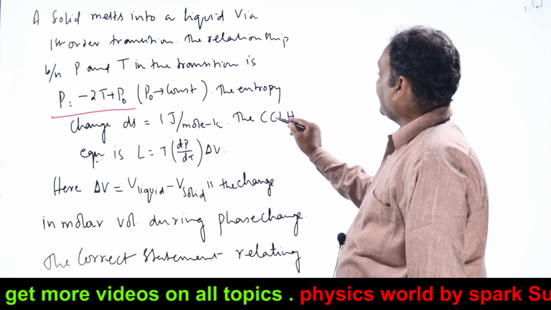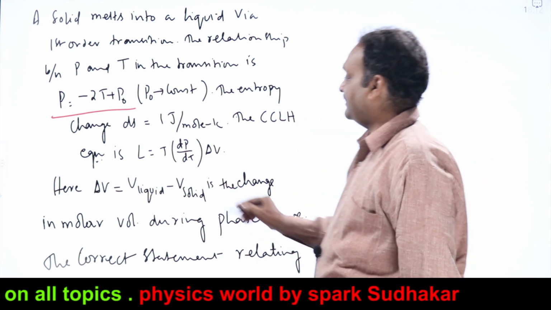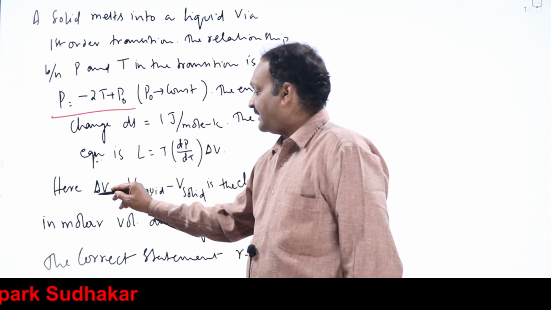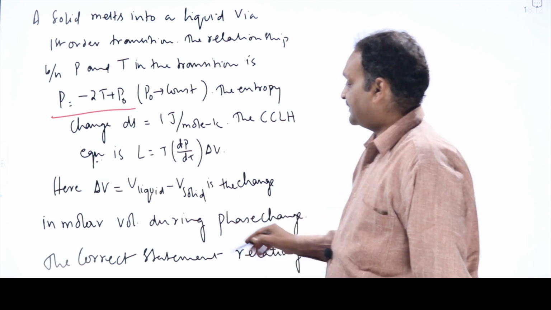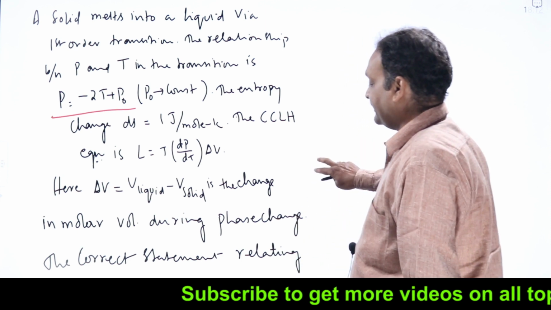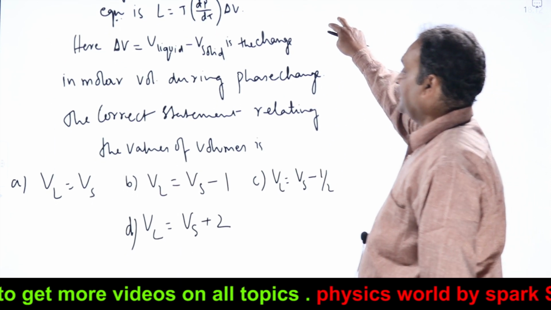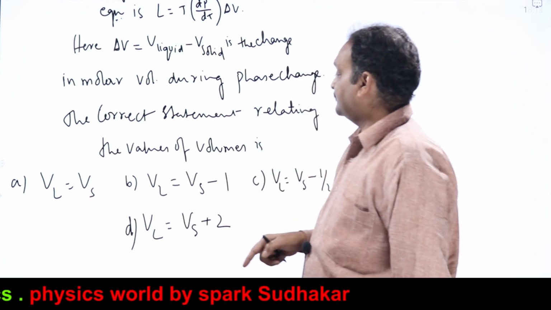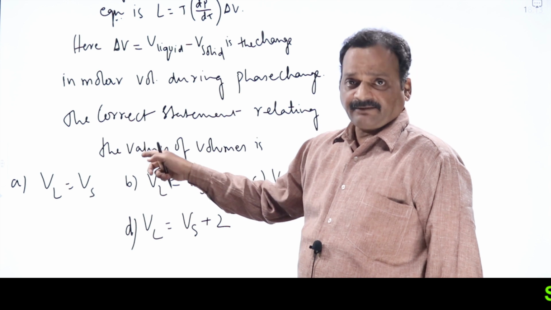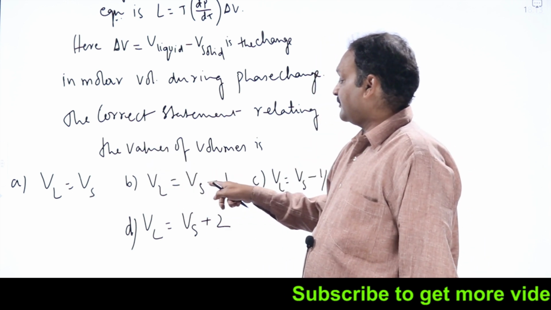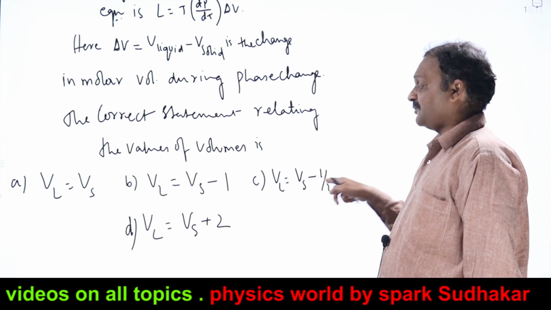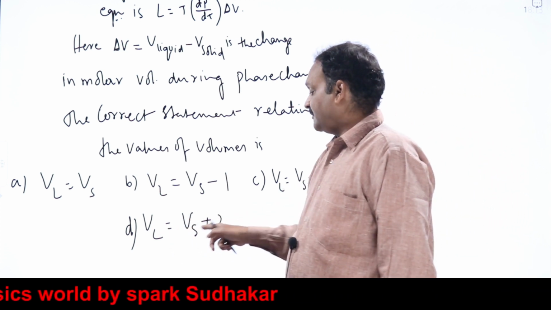The Clausius-Clapeyron latent heat equation is L equal to T into dP by dT into delta V, where delta V equal to V liquid minus V solid is the change in the molar volume during the phase change. The correct statement relating the values of volumes is, option A: VL equal to Vs, meaning volume of the liquid equal to volume of solid; VL equal to Vs minus 1; VL equal to Vs minus half; or VL equal to Vs plus 2.